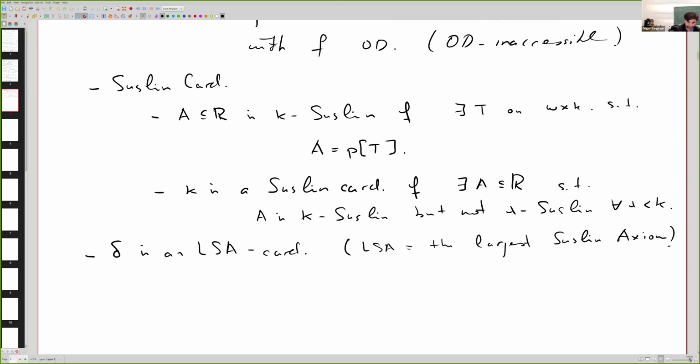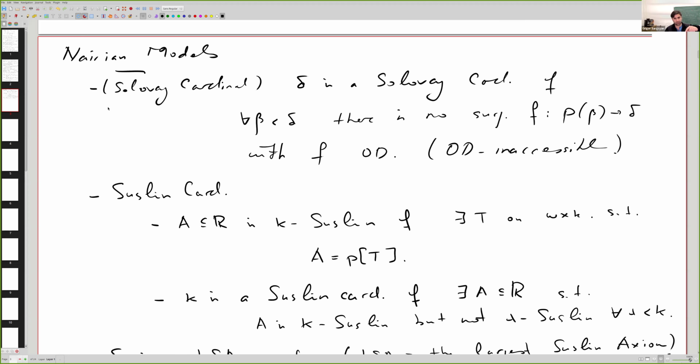So this means, what does that mean? Delta is an LSA cardinal. If delta is a Solovay cardinal, that means it's OD inaccessible, right? That means if you take something smaller, there is no surjection onto it from any object living below. So think of the Wadge hierarchy exactly. That's probably the best way of thinking.